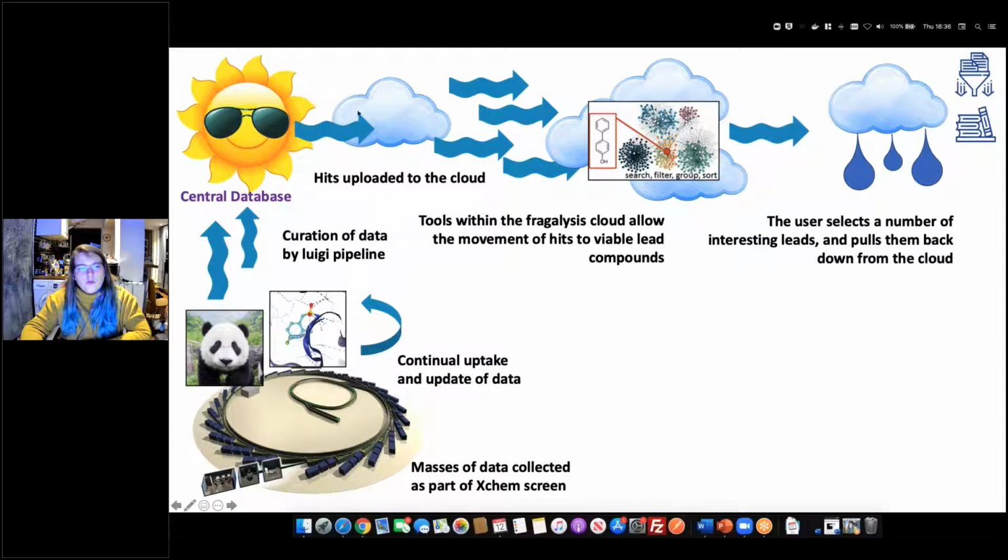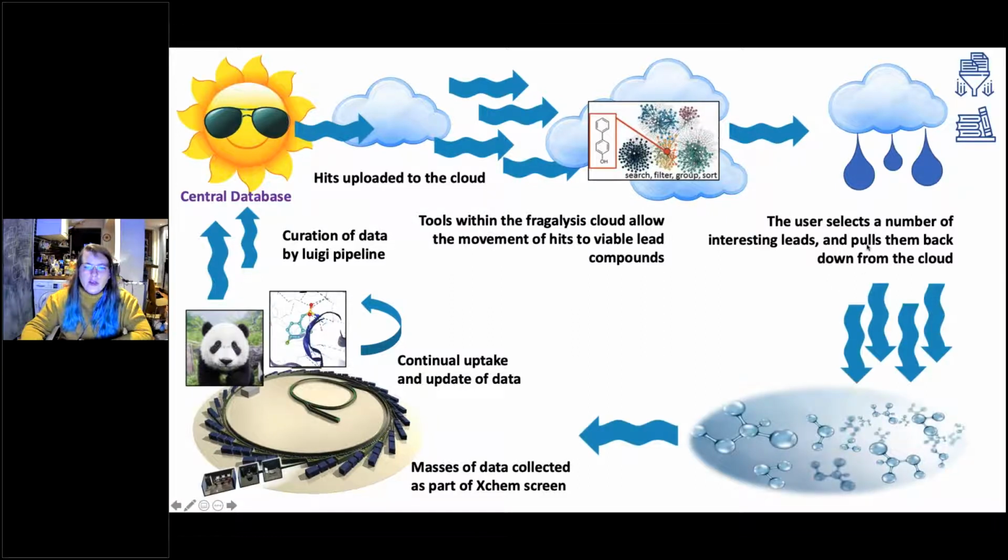The final result coming out of Fragalysis would be that a user selects a number of interesting leads and pulls them back down from the cloud, has a massive new pool of compounds, and comes back to XChem screens and goes through that cycle to optimize over time.